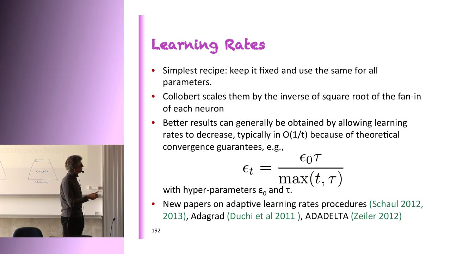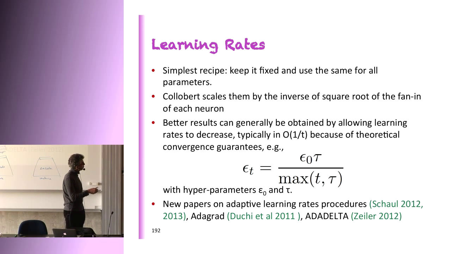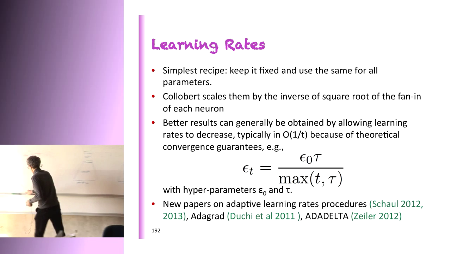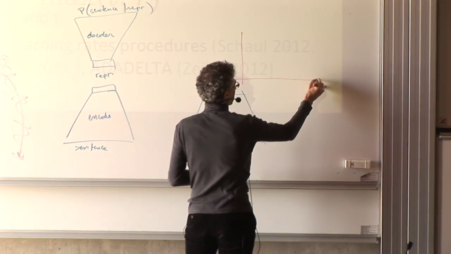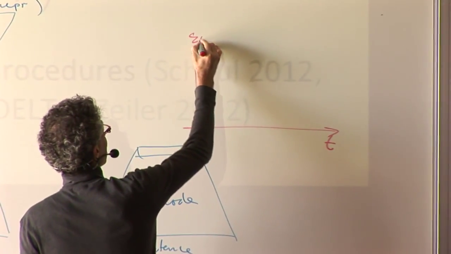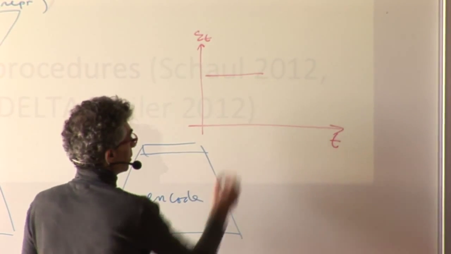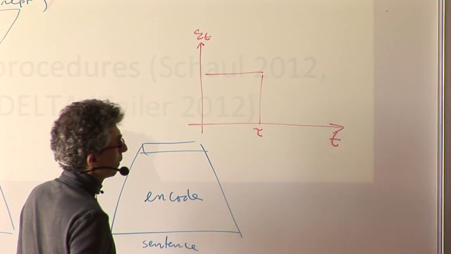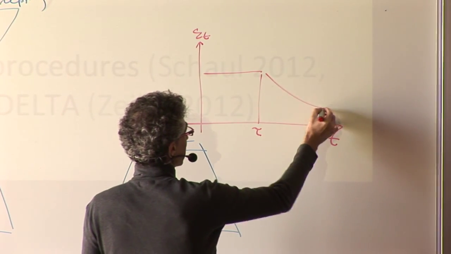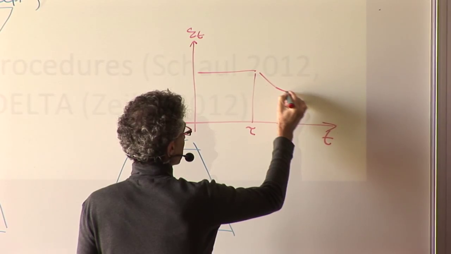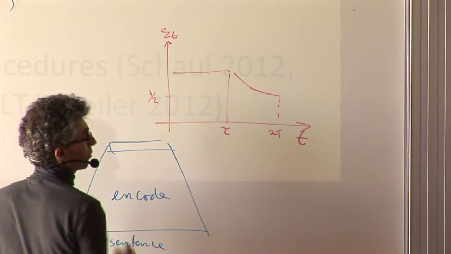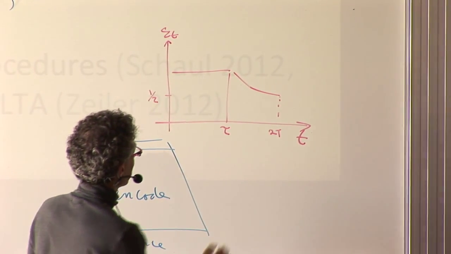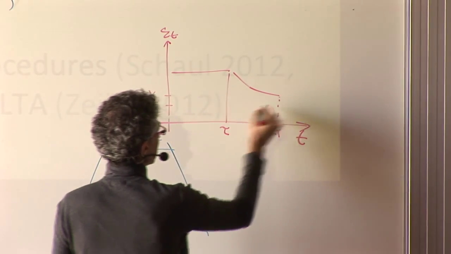And what this formula does basically is, you've got 2 hyperparameters here, epsilon 0, the initial learning rate, and tau, which is a time scale. So this is t and this is epsilon t, the learning rate. It stays constant here until time tau, and then it goes down. At 2 tau, it's 1/2 of what it was, right? And then after 3 tau, it's 1/3, and so on.